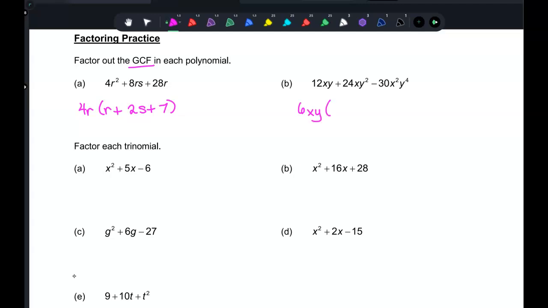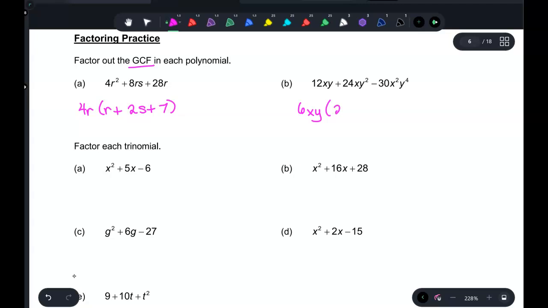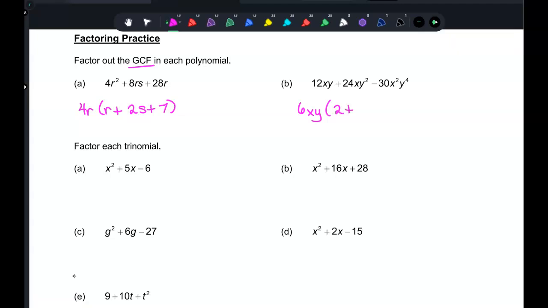Okay, next one, 6XY. Is the 6Y the GCF? Wait, 6 times 3 is... 6 goes into 12, 2. For number A, is that just how you left it? Oh, yeah, sorry, I didn't circle it.